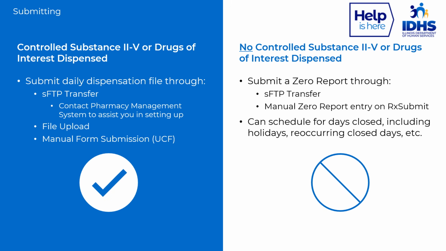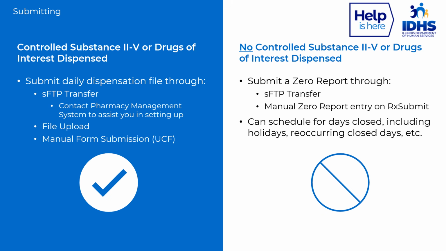How does a pharmacy submit? If a pharmacy dispenses a controlled substance or drug of interest that day, the following options are available: SFTP transfer, file upload, manual form submission/UCF. It is important to note that SFTP transfer capability must be set up to complete the transfer. Contact your pharmacy management system vendor with any questions or to assist you in setting it up.